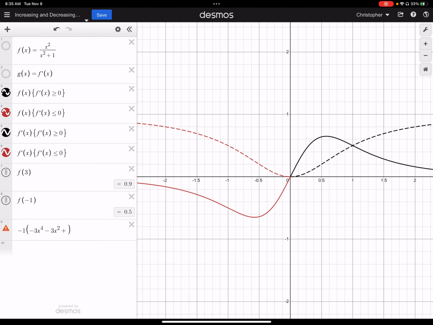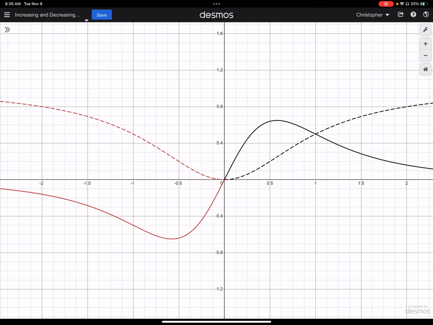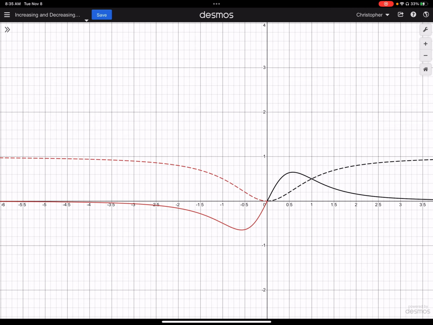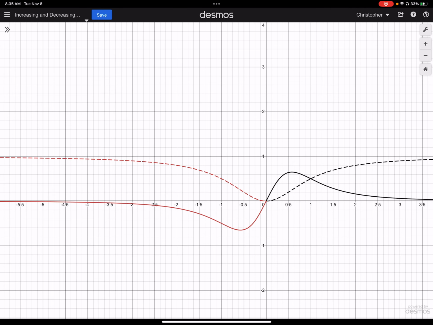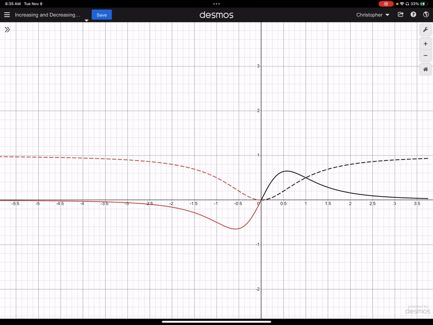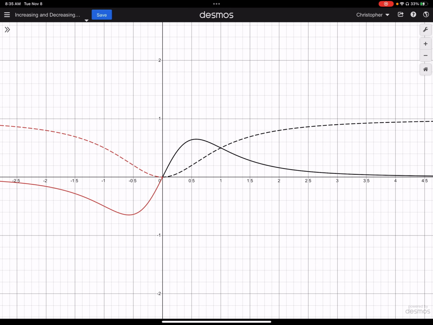So notice for the solid red line, it is below the x-axis, which means that our function should be decreasing. And we can see that that's true if we zoom out. The values are decreasing all the way from negative infinity to 0. And then at 0, for the solid black line, that's the graph of the derivative again. And it's positive, which means that our original function is increasing. So again, this is what the graphs of derivatives tell us. And we can clearly see we have a minimum value at 0.